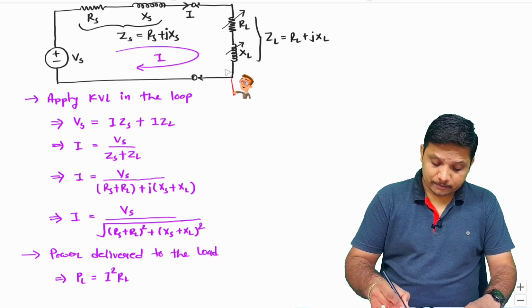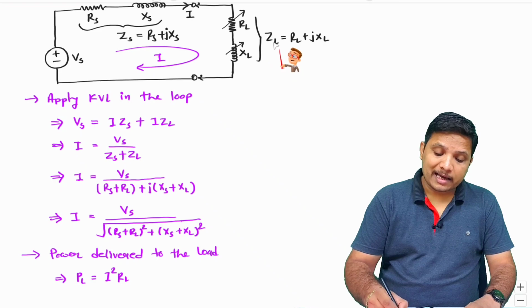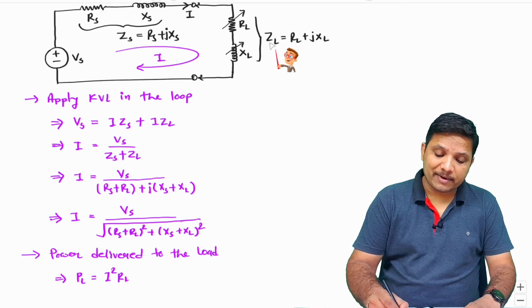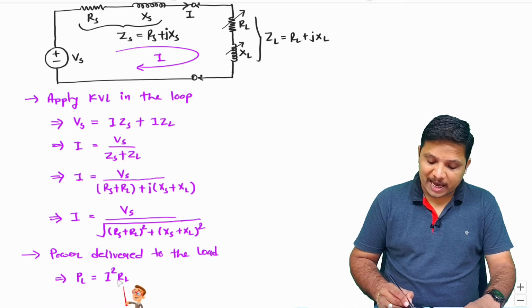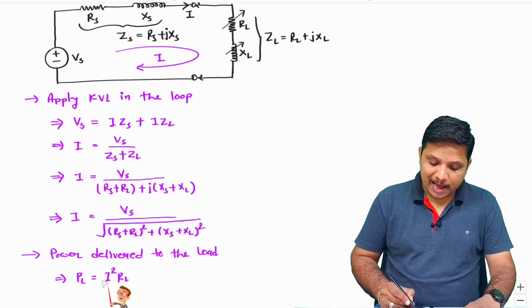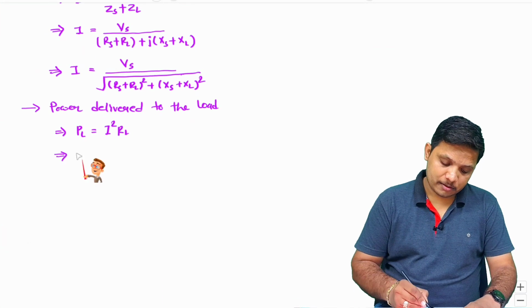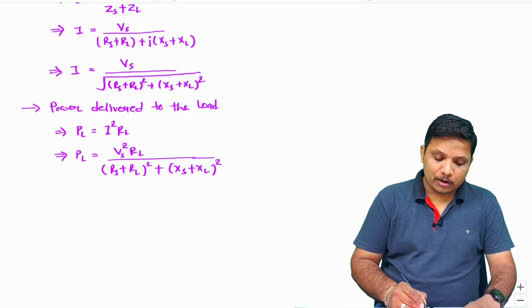Here I have considered only RL. I have seen students make a mistake by writing ZL here, but the power delivered to the load is I squared RL only. Now substitute the value of I in this equation, and we have the power delivered to the load.